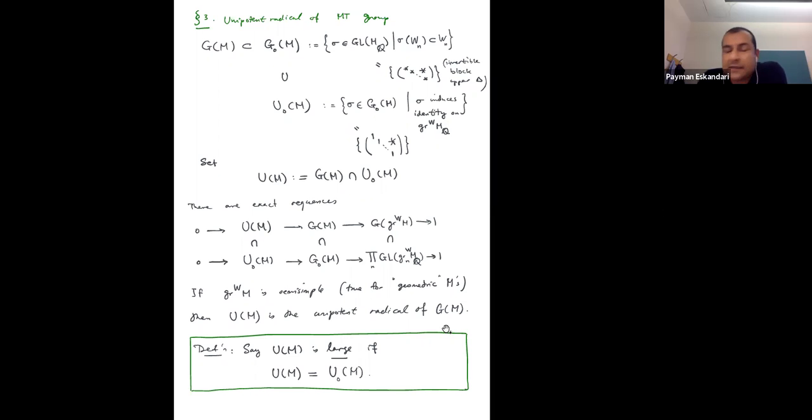By the way, the examples we're interested in come from geometry, and the associated graded will always be semi-simple. In general, mixed Hodge structures that come from geometry have semi-simple associated graded. The category of pure motives is a semi-simple category. So in general, we're going to say U of M is large if U_M, which is contained in U naught, is actually equal to U naught. So it's as large as it can be.